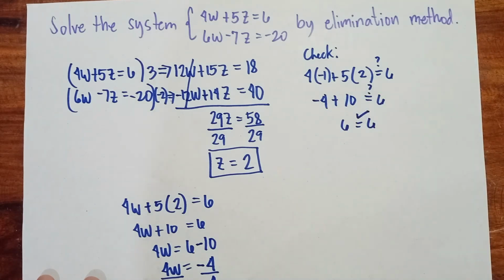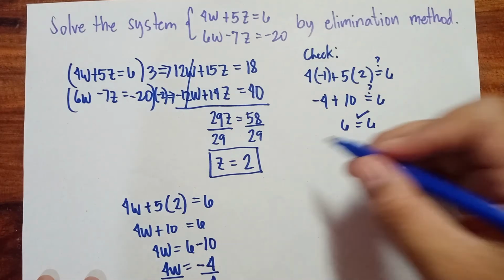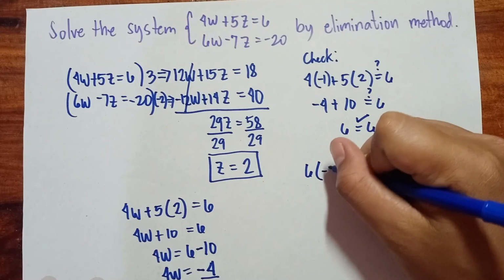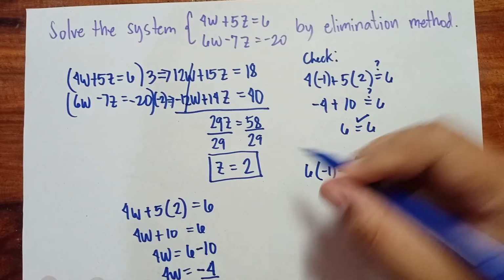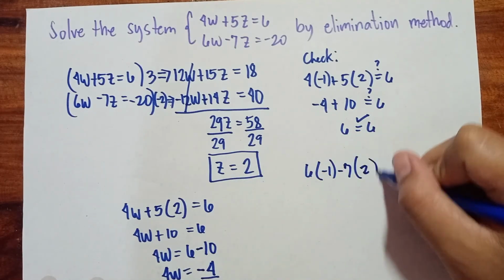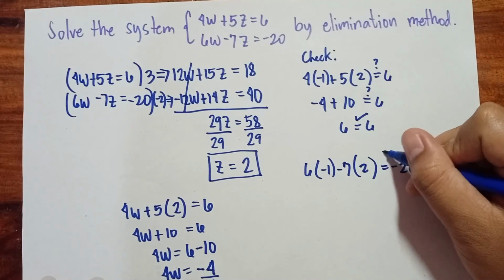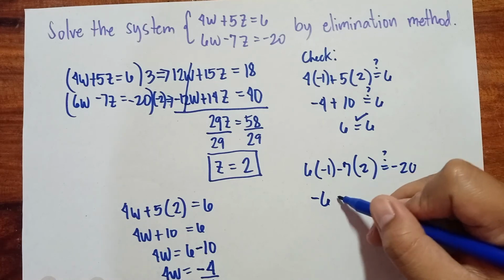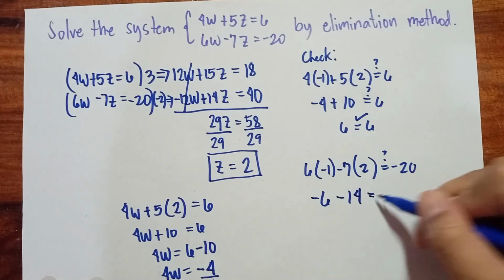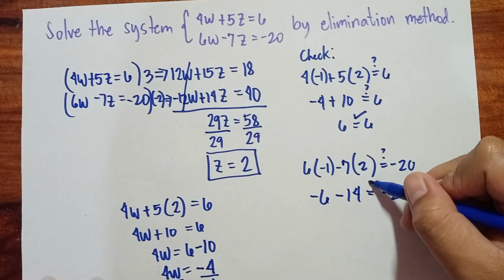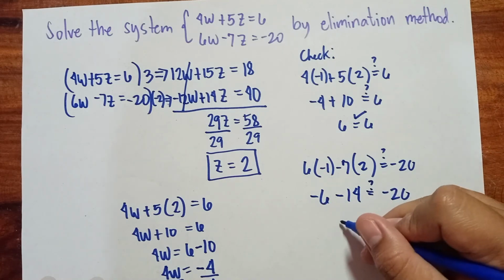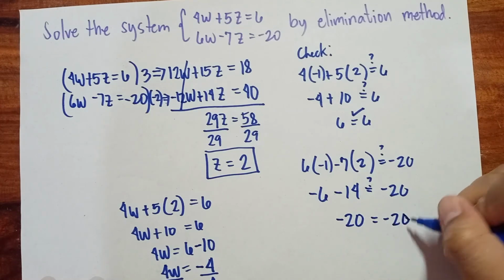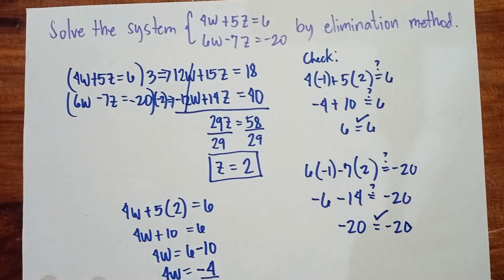So, that is correct. For the second equation, we have 6 times, so, again, the value of W is negative 1. We have negative 1 minus 7 times Z is 2 equals negative 20. So, 6 times negative 1, that is negative 6. Negative 7 times 2, that is negative 14 equals negative 20. Negative 6 minus 14, that gives us negative 20 is equal to negative 20. So, tama yung sagot natin, mga boss.